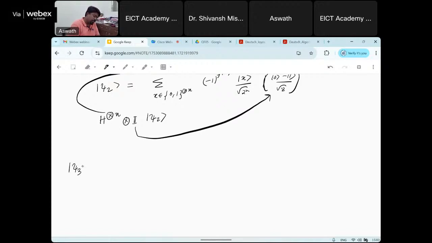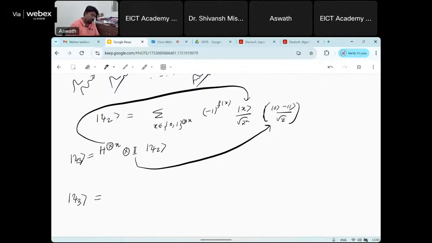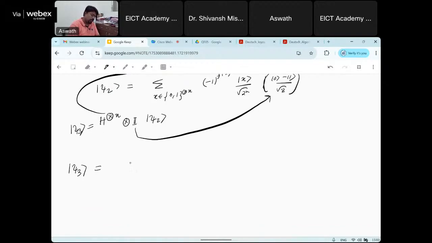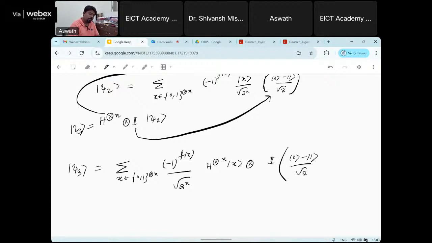Psi3 is, okay, right, the summation over x belongs to {0,1}^n of (-1)^f(x) divided by 2^n, n Hadamards acting on x, tensor product, identity acting on (|0> - |1>). Okay. This is what we have.